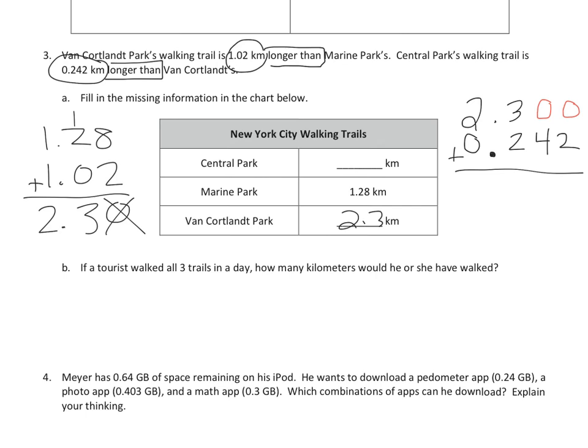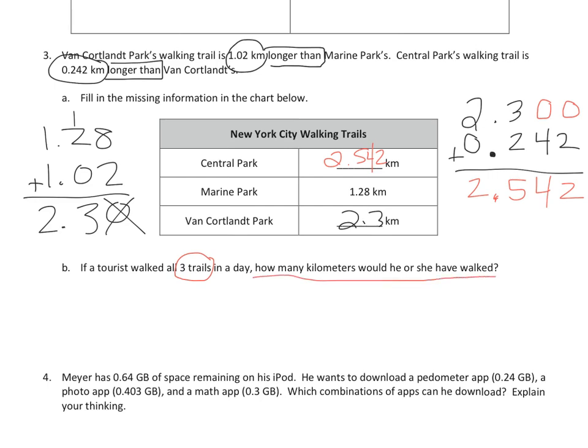So I start with the thousandths, and I go ahead and do 2 thousandths. 0 plus 4 is 4 hundredths. 3 plus 2 is 5 tenths. Decimal point, and then my ones, 2 ones plus 0 ones is 2 ones. So right here, Central Park is 2.542 kilometers. And then 3B, it says if a tourist walked all 3 trails in a day, how many kilometers would he or she have walked?